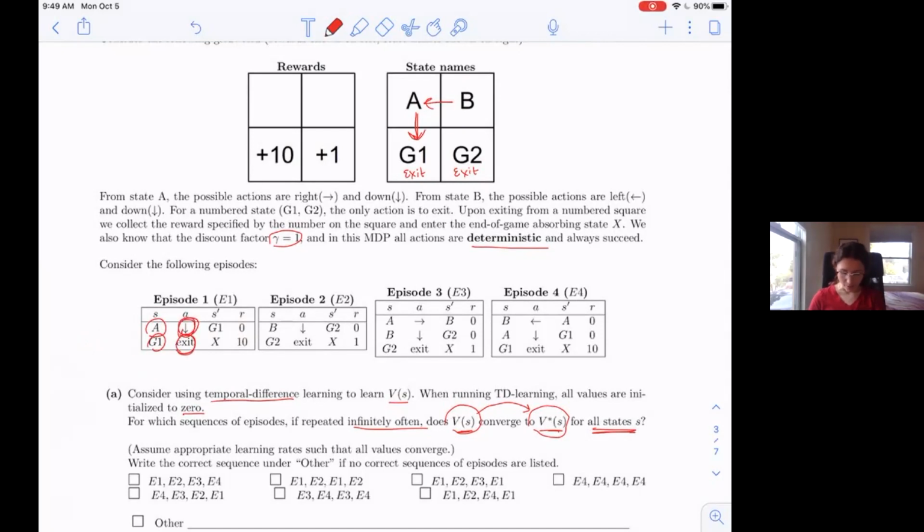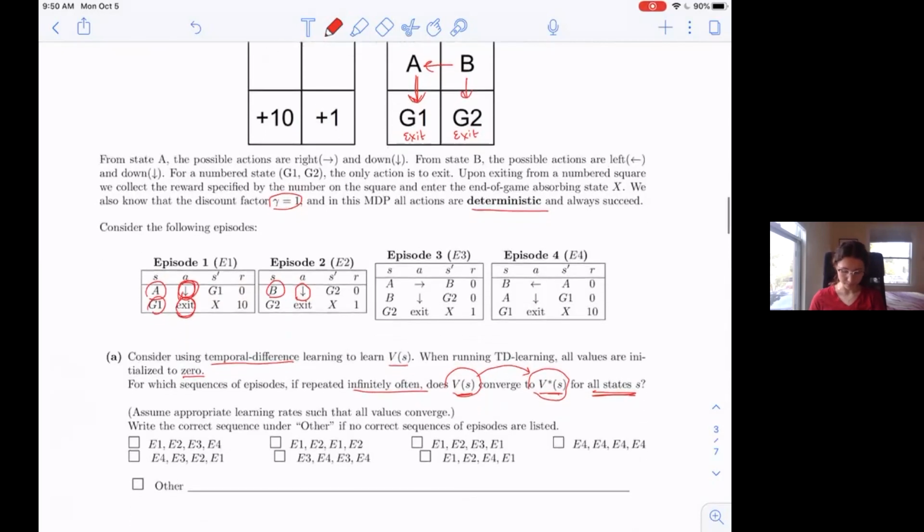Okay, what about episode 2? In episode 2, we see that from state B, we go down. So immediately this tells me that if I'm involving episode 2 in my strategy here, well, basically I know that this is going to be taking me down the wrong path. It's not following my optimal policy.